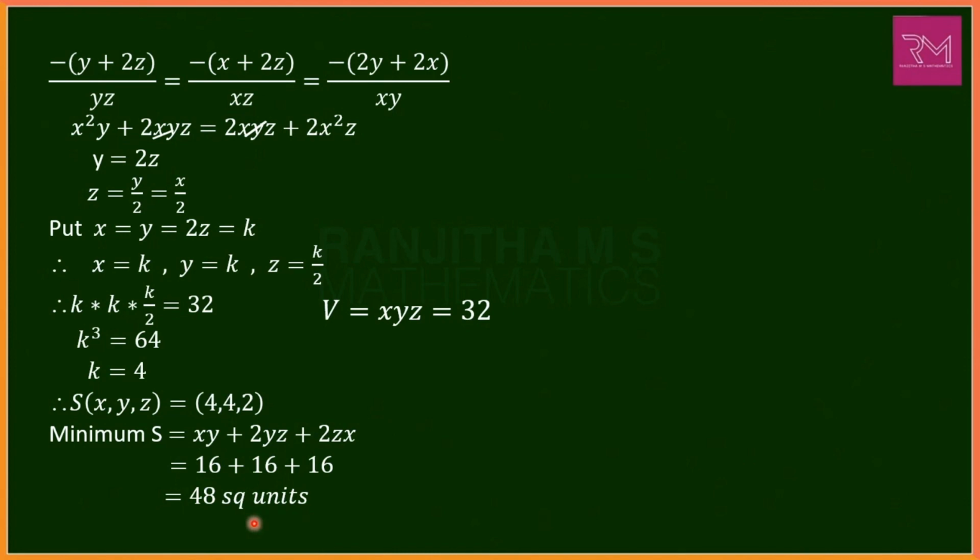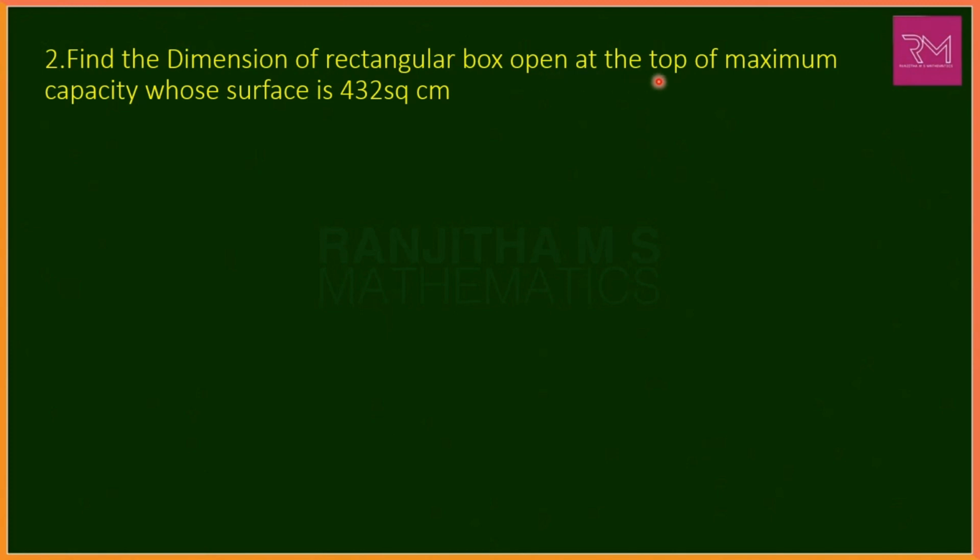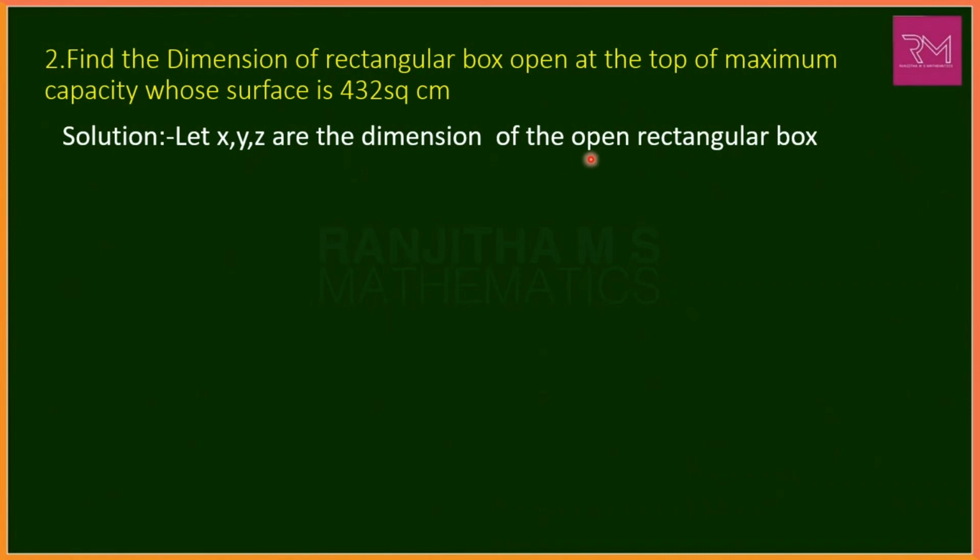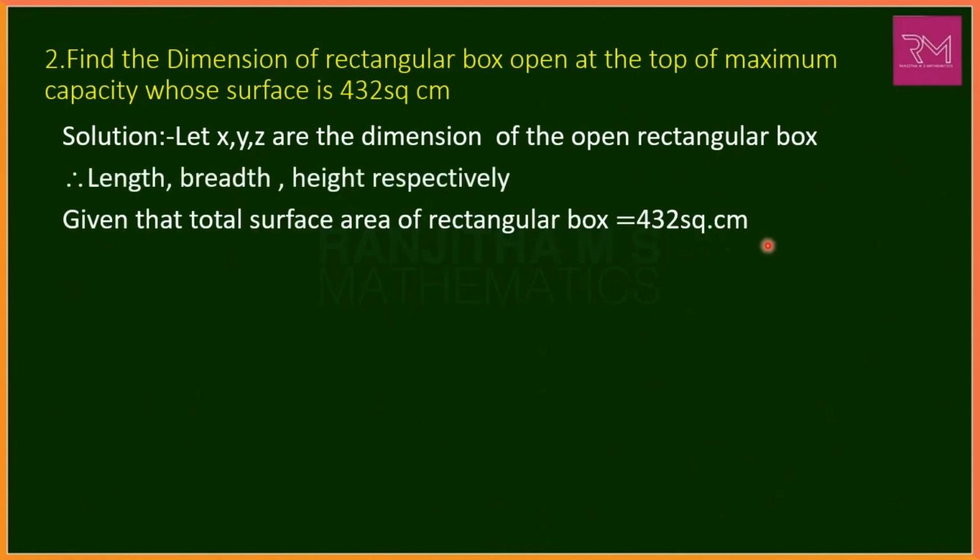This completes the problem. We shall move on to another problem so that you can understand in a better way. Find the dimensions of a rectangular box open at the top of maximum capacity whose surface area is 432 square centimeter. First write the given terms: let xyz be the dimensions of the open rectangular box, where x is length, y is breadth and z is height respectively. Given the total surface area of the rectangular box is 432 square centimeter. We know the total surface area of a rectangular box open at the top is given by xy plus 2yz plus 2zx, which is equal to 432 square centimeter.